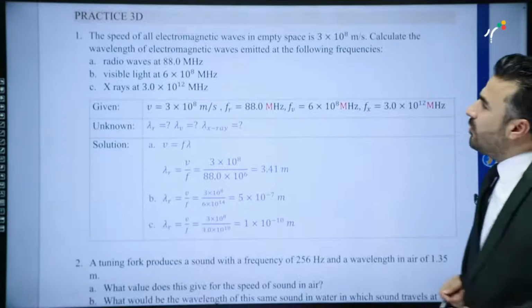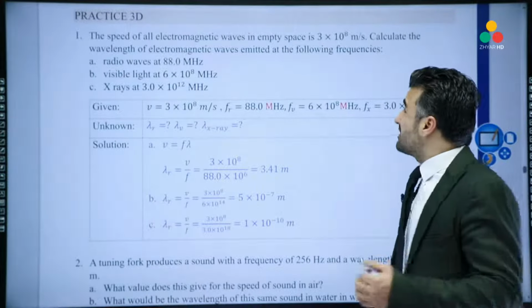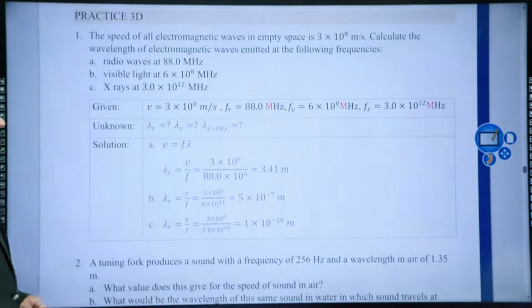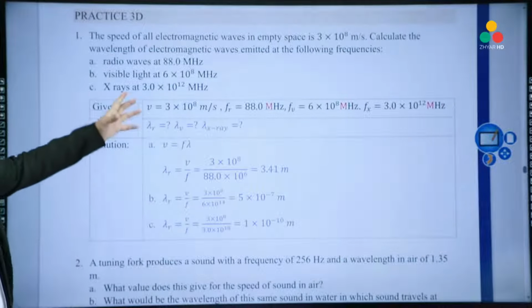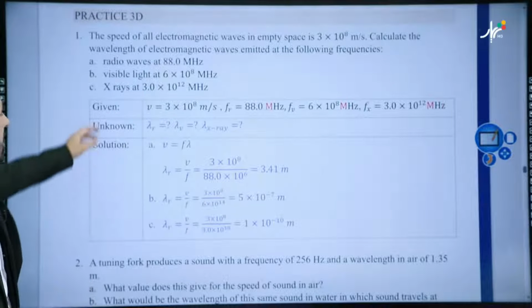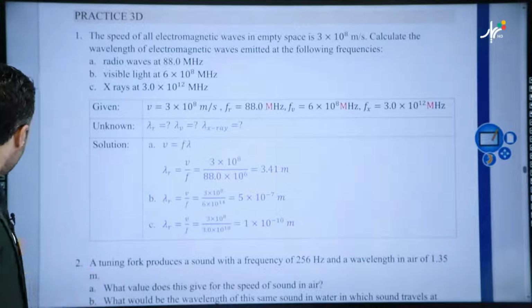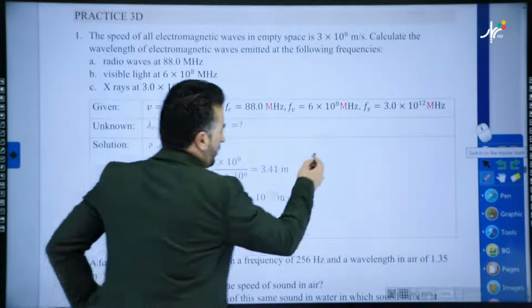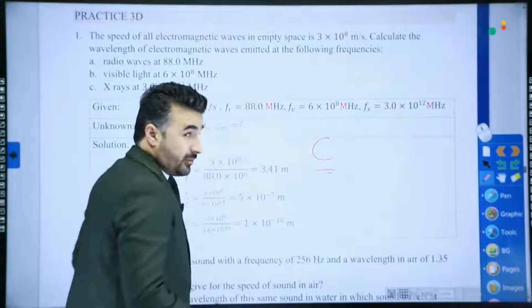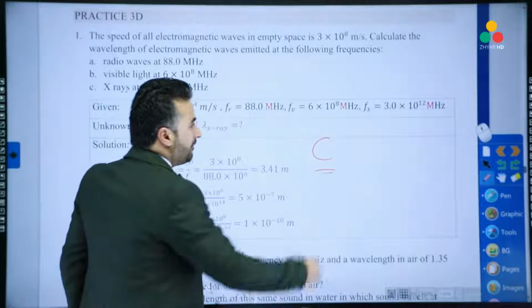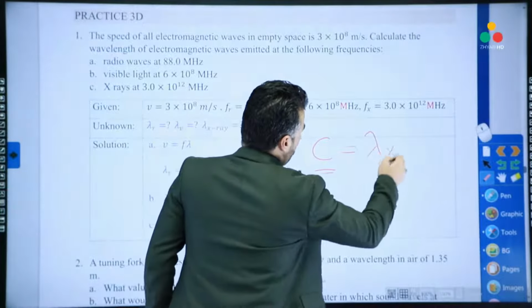Take a look at this question here. It says the speed of all electromagnetic waves in empty space is basically 3 times 10 to the power 8 meters per second. Okay? Calculate the wavelength of electromagnetic waves emitted at the following frequencies. So we have a frequency like this. Now at this point, since it is electromagnetic waves, I can use this equation. I can use C for speed, by the way. We can use C for the speed of electromagnetic waves, which equals wavelength times frequency.